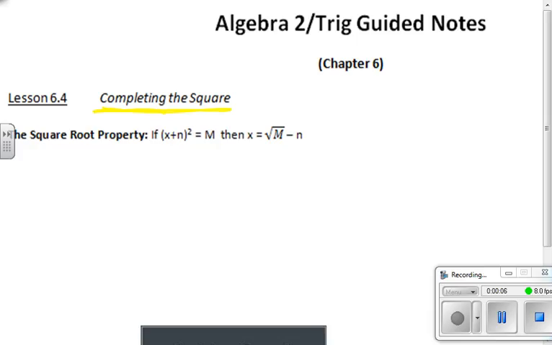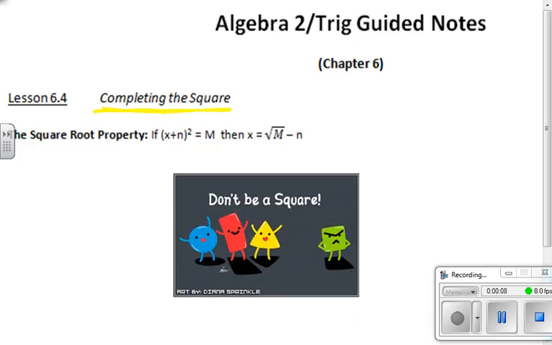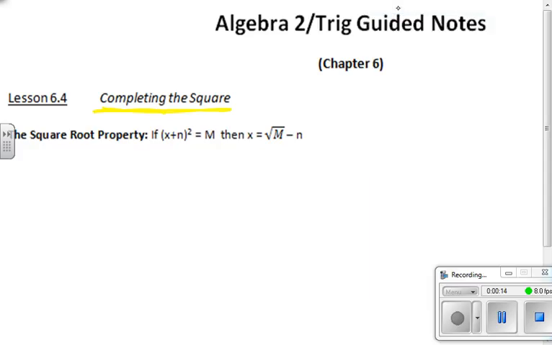If we learned anything from 1940s jazz musicians, it's don't be a square. Well, in this lesson, it's actually going to be very helpful to be a square. So we're going to want to get rid of that. Don't think like that. Think about being a square. It's cool to be a square.